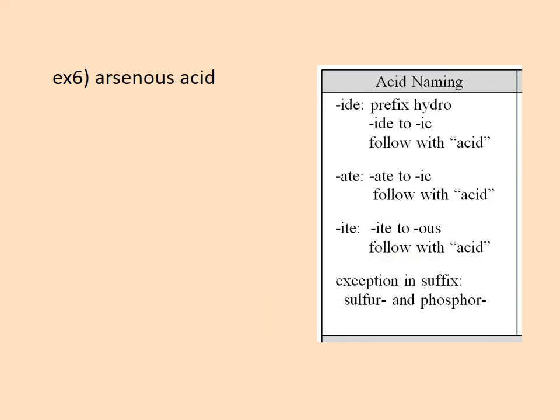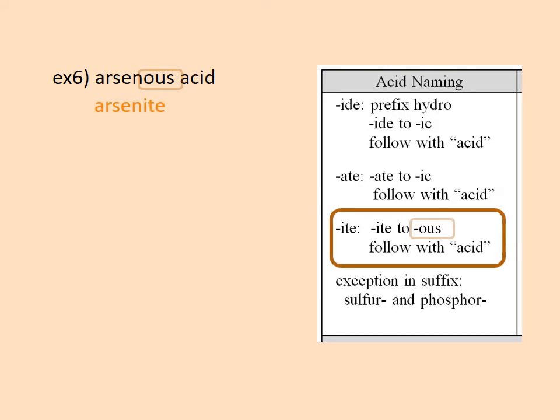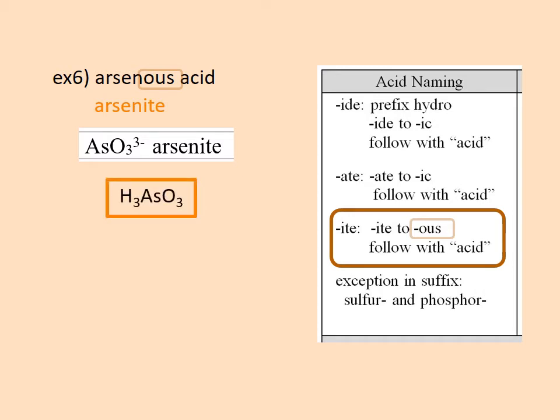Example 6, arsenous acid. I have "ous", O-U-S, and that means the original ending would have been "ite". So I'm looking up arsenite on my common negative ions list. It is a -3 charge, so to balance that off, I would need 3 H pluses to come before the anion. So the formula for arsenous acid is then H3AsO3.